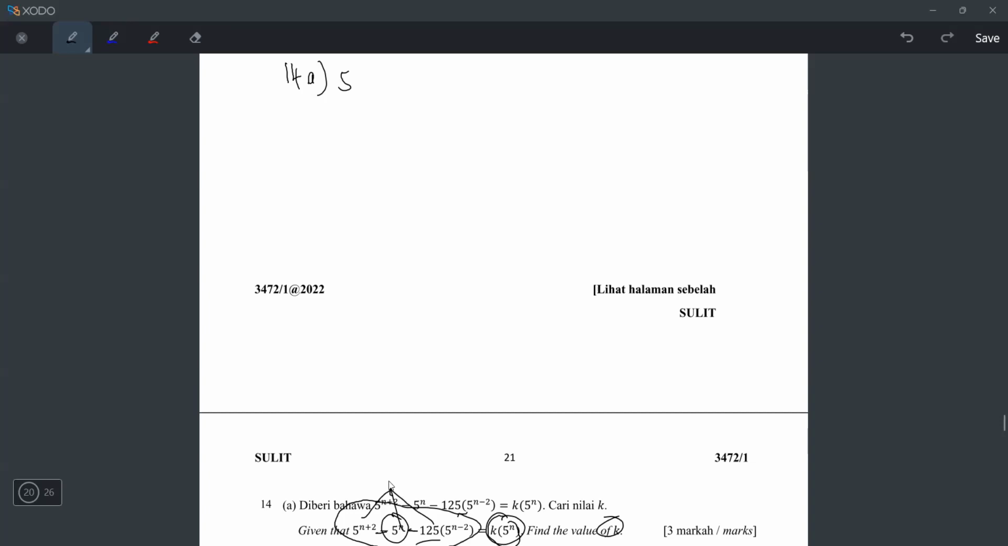What other method? You have to separate everything and then wrap it up. Separate and wrap. How to separate this? 5 power n times 5 power 2. That's how you separate. And then minus. How to separate this? This one cannot be separated already. 5 power n. Just leave it like this.